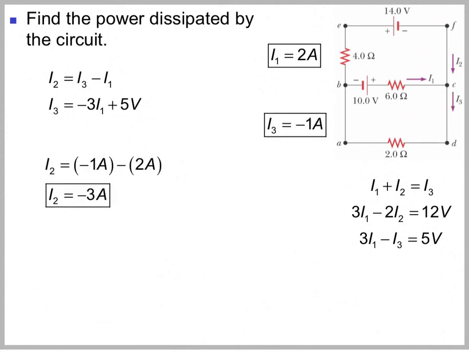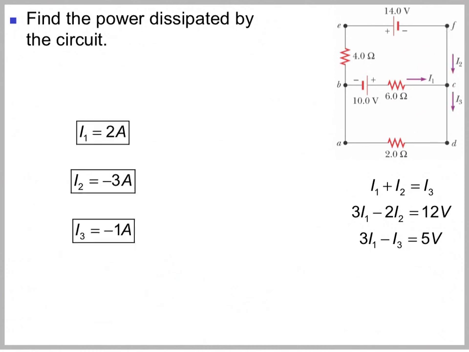And finally, we can plug in for I2. We get I2 is minus 3 amps. So I2 should really be in this direction. I3 should also be in this direction. Didn't matter for solving the problem. We know their magnitudes, and now we know the proper direction for each of the currents. So I1 is 2 amps, I2 is 3 amps, I3 is 1 amp.